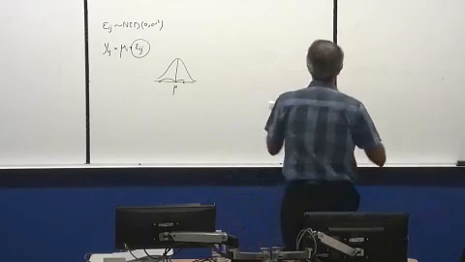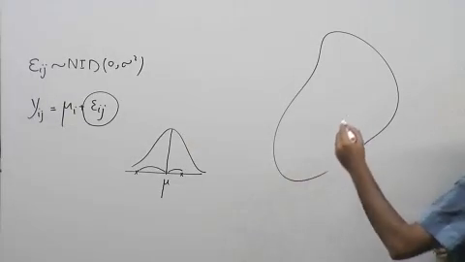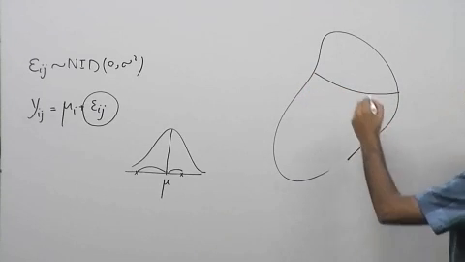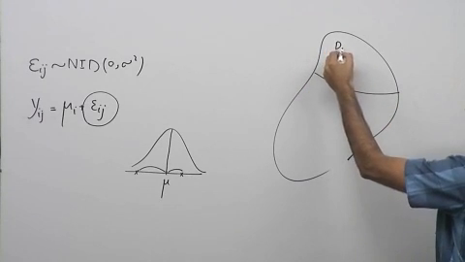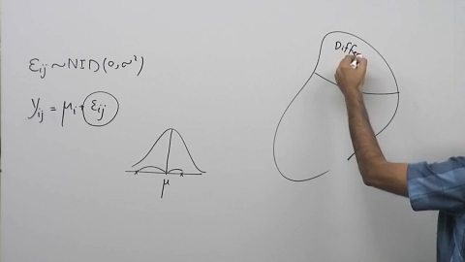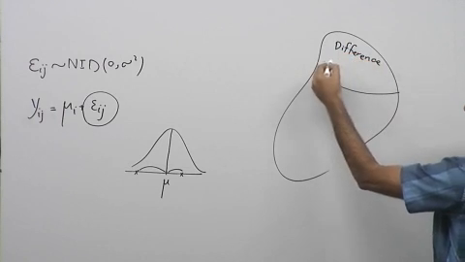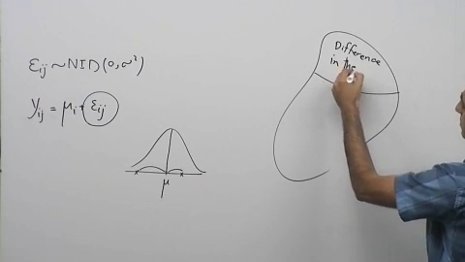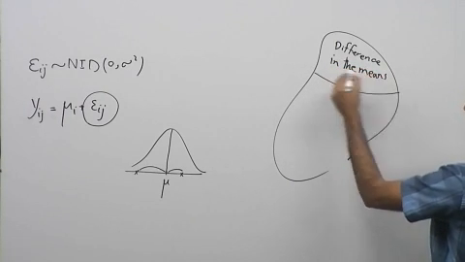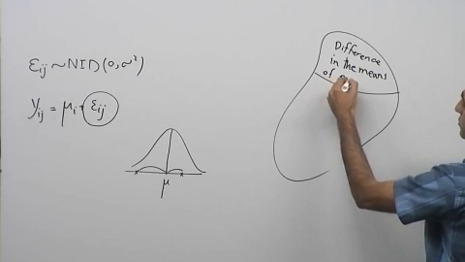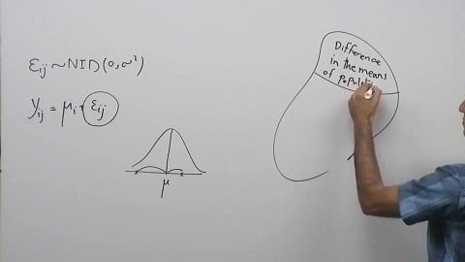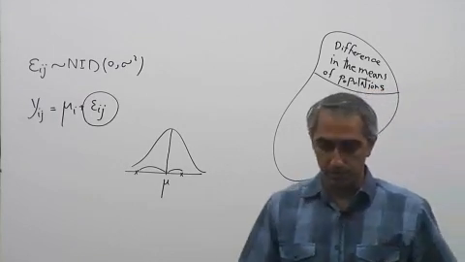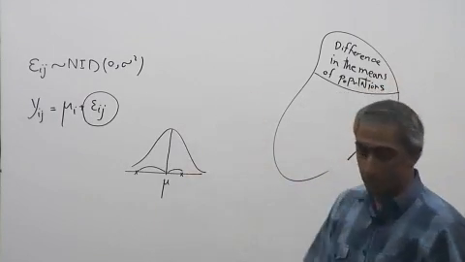If I have overall variation here, some part of variation is because of difference in the means of populations. So that's one part. The whole thing is total.